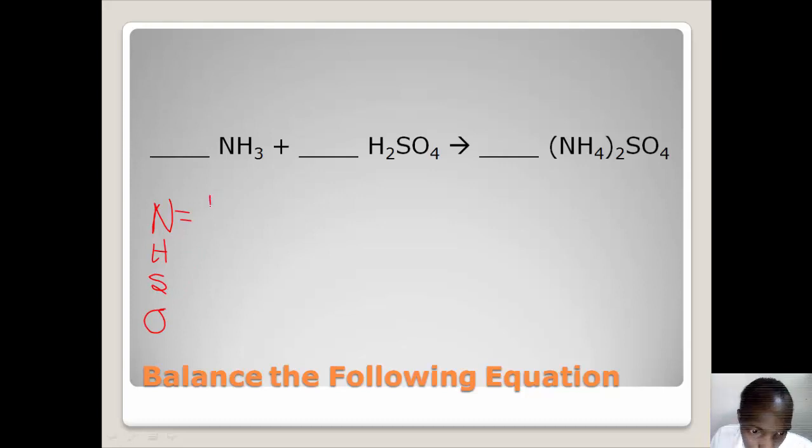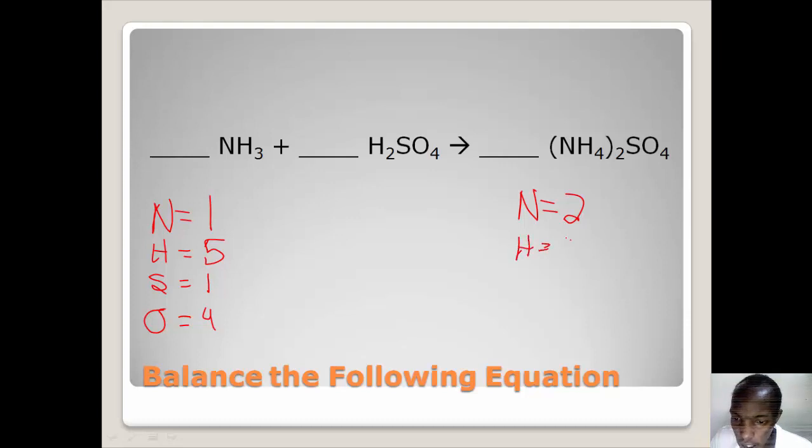Alright, so how many nitrogen do we have? 1. We have 3, 2, 5 hydrogen. And how many sulfurs? 1. How many oxygen? Alright. Now, on this side, how many nitrogens? Well, 2 times 1 is 2. How many hydrogen? 8. How many sulfur? 1. And how many oxygens? 4.